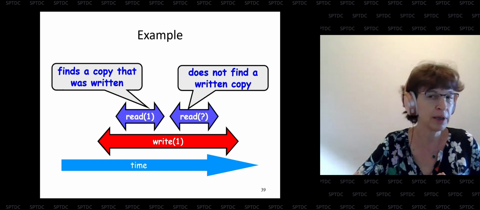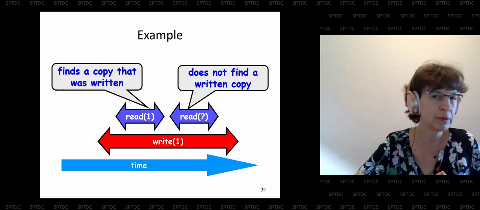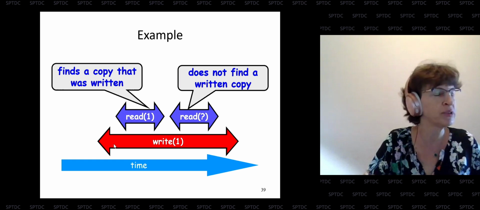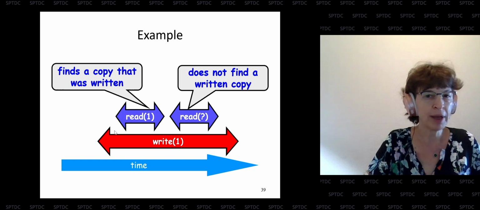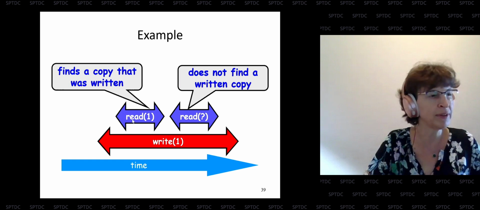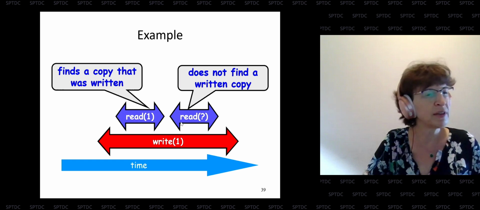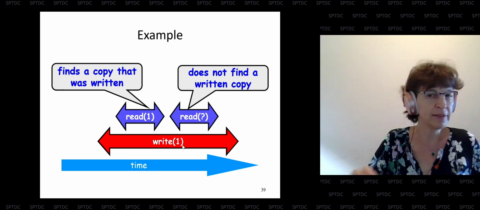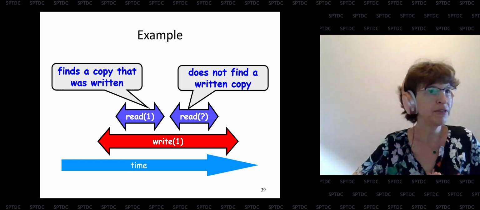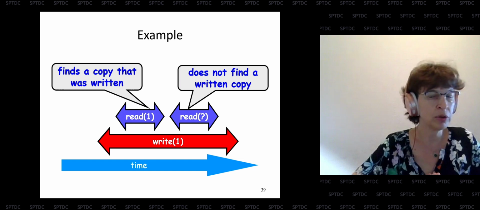Let me try to explain it again. Let's say we have three servers. The write manages to write to one of them before the first read. And the first read reads this one server. But the second read only reads the two other servers, and they're not up to date yet. In this case, we might fear that the second read will return the old value after the previous read has returned the new value, and this will break linearizability.